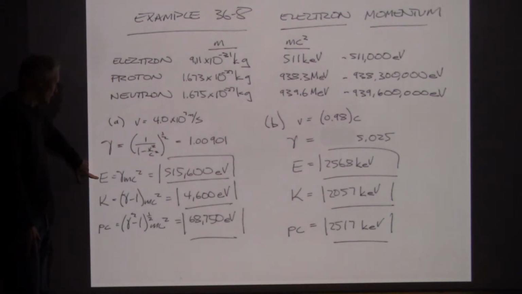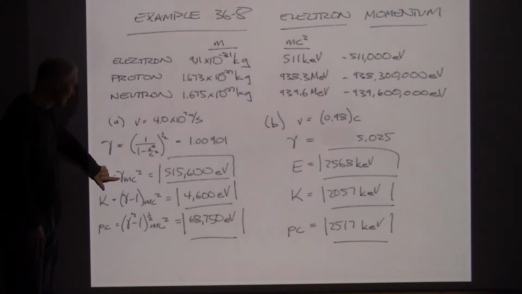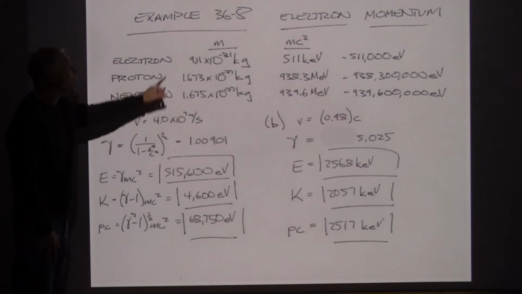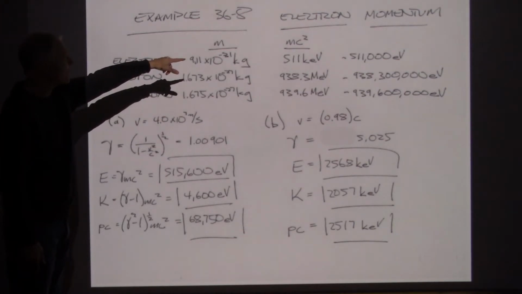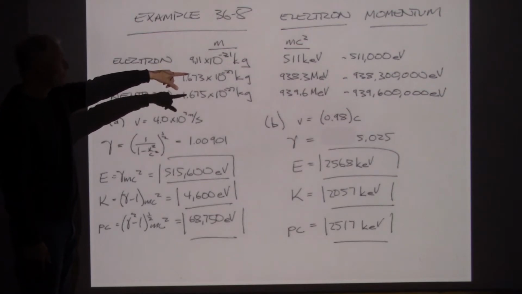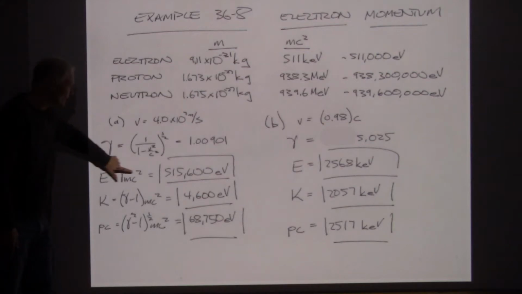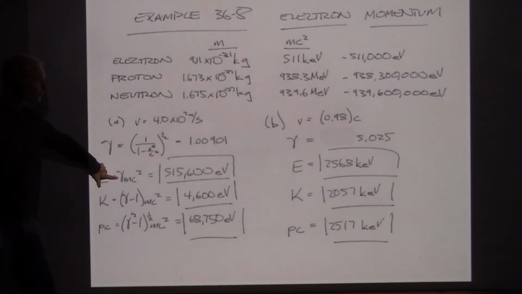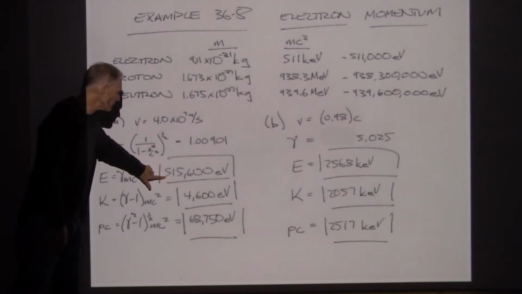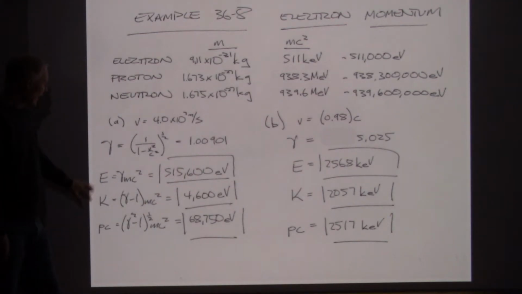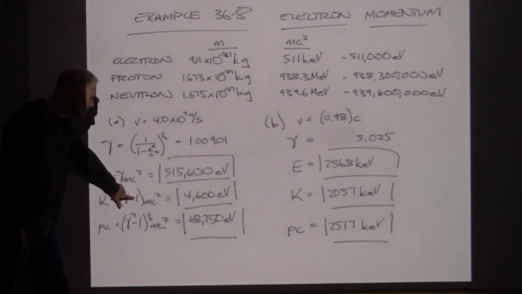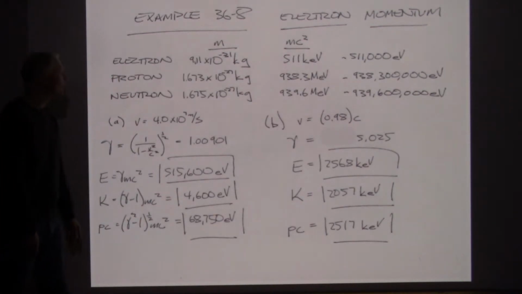The total energy of these electrons is given by gamma mc squared, so let's calculate that. The mc squared value for the electron was 511,000 eV. For an electron going this fast, the total energy gets a boost by the factor of gamma, and that brings it to 515,600. Well, how much of that is mass energy and how much is kinetic? I can calculate the kinetic energy by taking gamma minus 1 times mc squared, and that says 4,600 eV.